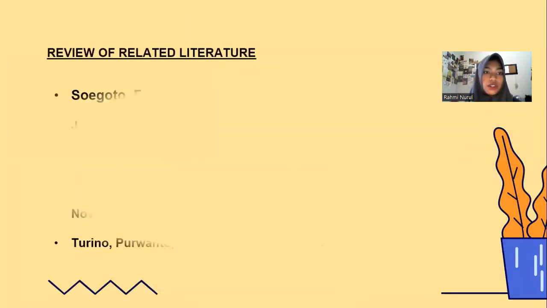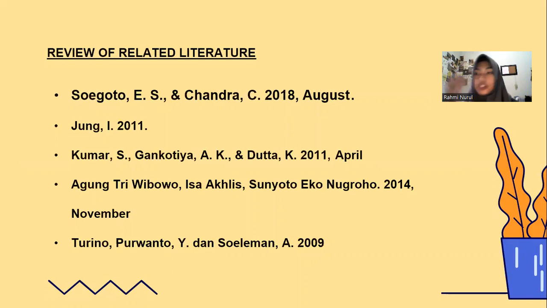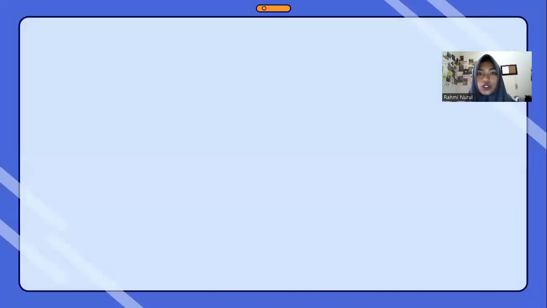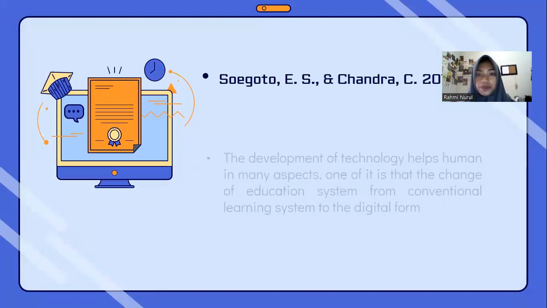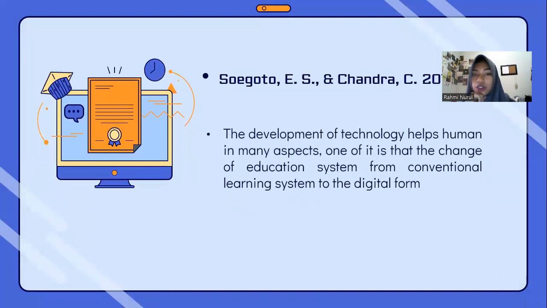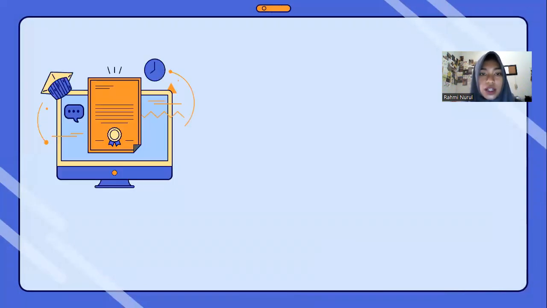First, we have the literature. We have 5 literature sources. Now we're going on to the first literature. The first is Goethe and friends, talking about how the development of technology helps humans in many aspects. One of them is the change of the education system from the conventional learning system to the digital form. Next, we move on to the next slide.